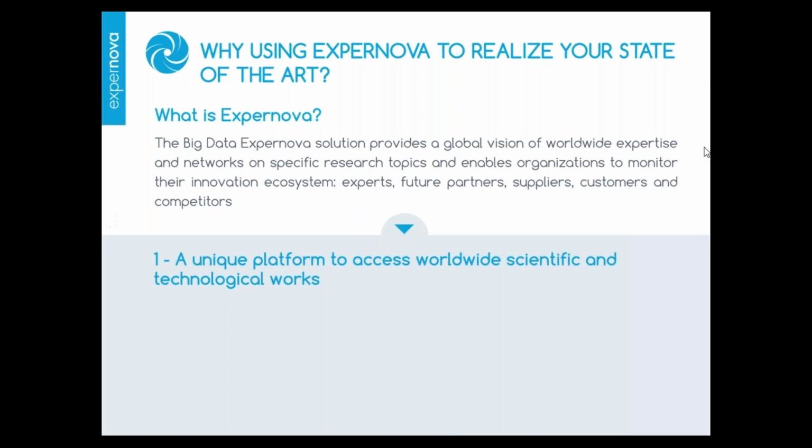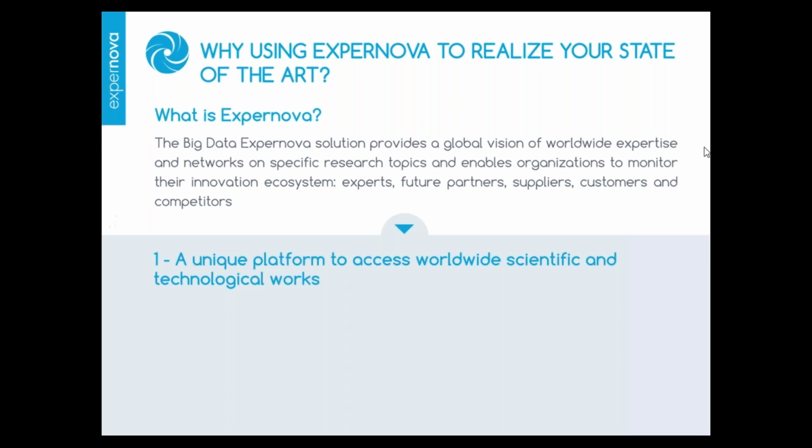The analysis of millions of scientific works allows the platform to provide a precise mapping of the most innovative actors on a global scale. The Big Data Expernova solution provides a global vision of worldwide expertise and networks on specific research topics and enables organizations to monitor their innovation ecosystem, experts, future partners, suppliers, customers, and competitors.